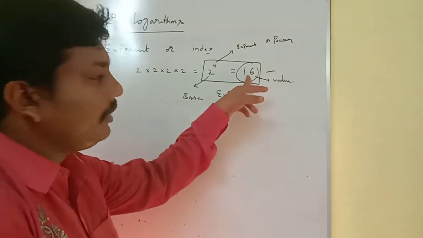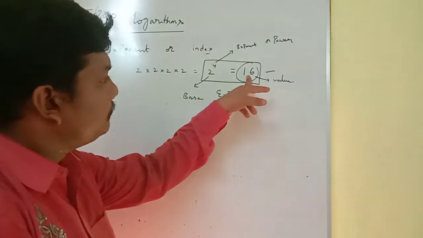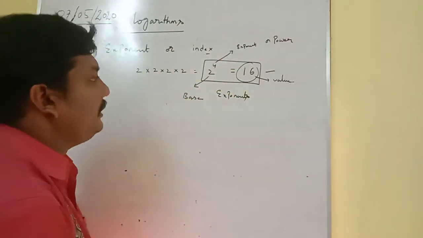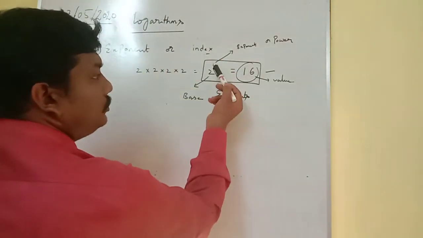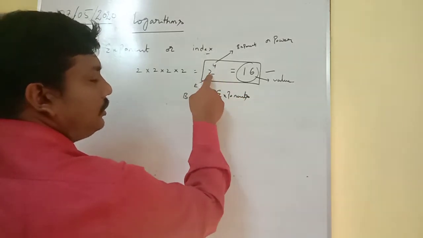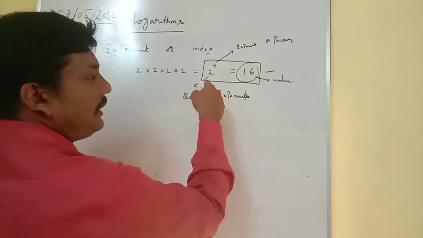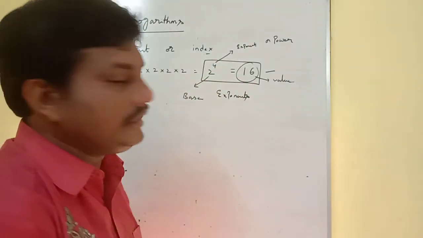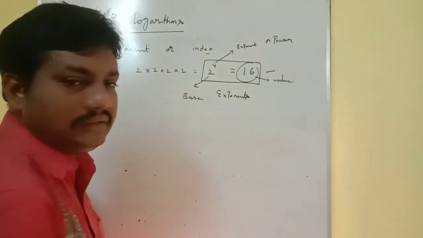So the given number is expressed as 2 power 4. That means 2 is raised to the power 4, or 4 is the power of the base 2. The answer is 16. That is, 2 power 4 is equal to 16.